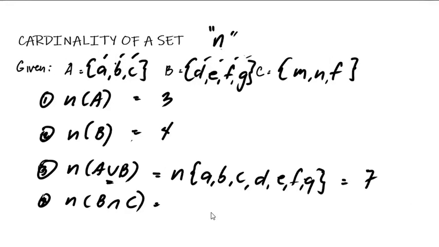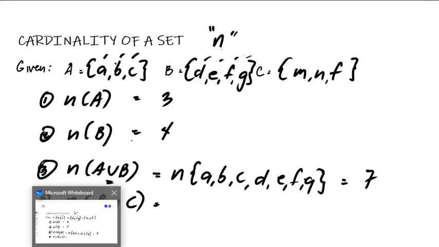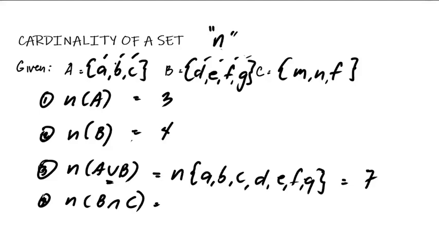That's it. Last number. So, kakount lang natin kung ilan yung elements ng intersection ng B at saka C. So, lagay muna natin kung ano yung elements ng intersection nilang dalawa, B tsaka C, merong F. So, therefore, ilan? 1. Alright. That's it.